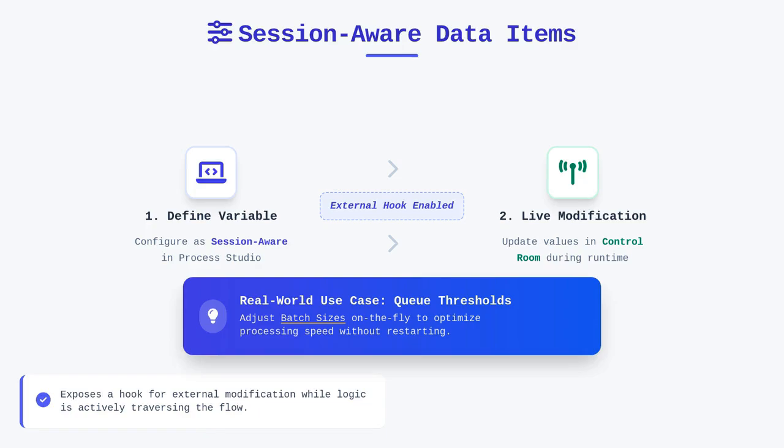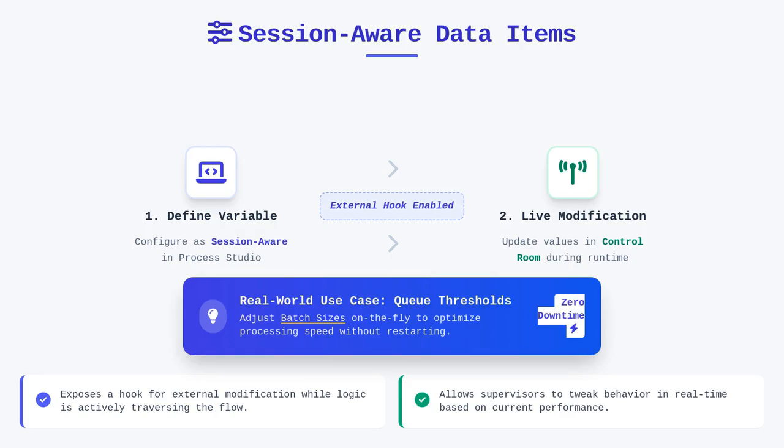Consider the scenario where a process is tasked with clearing a massive workload from a queue. You might implement a session variable to represent a threshold for batch size. If the process is moving too slow, a supervisor can manually navigate to the session in the control room and update that threshold on the fly. The process, during its next cycle, reads this updated value and adjusts its behavior accordingly without any downtime.